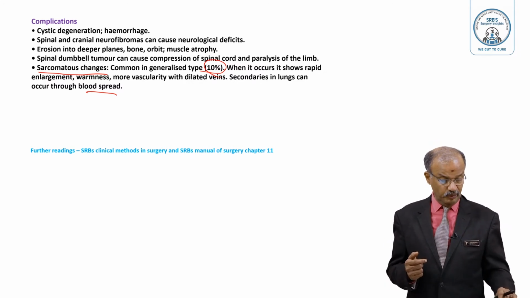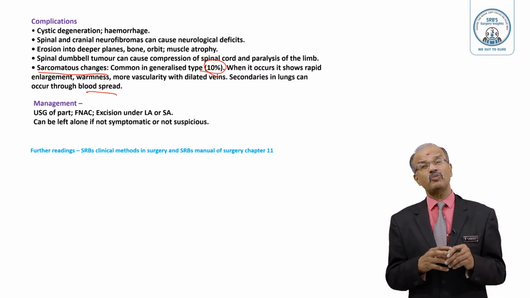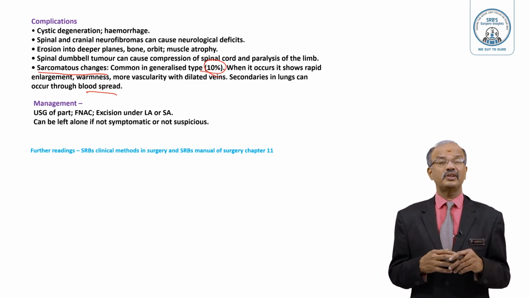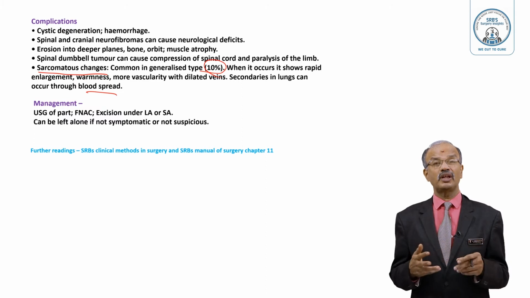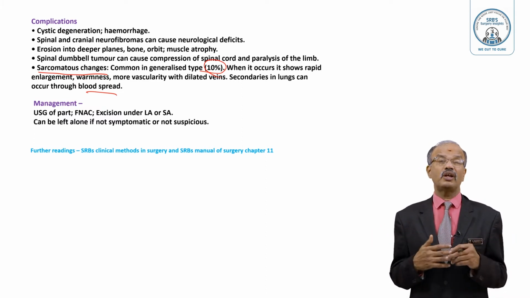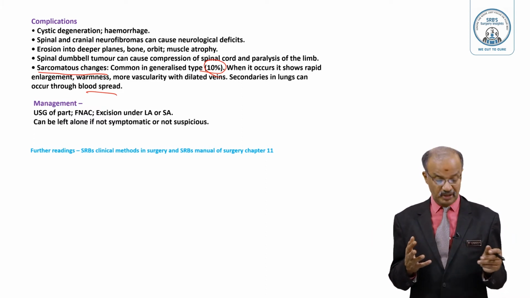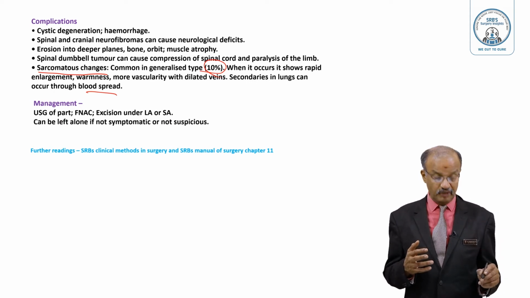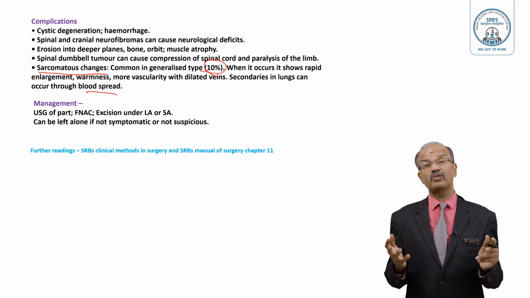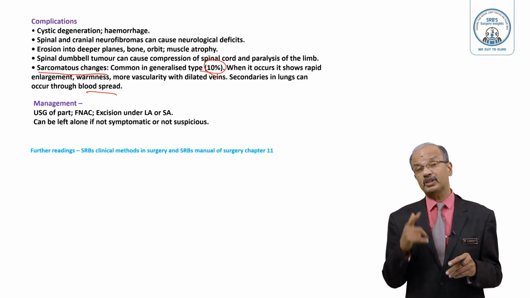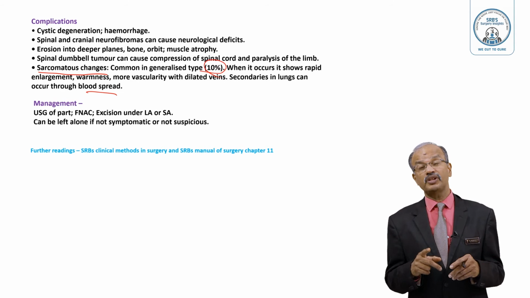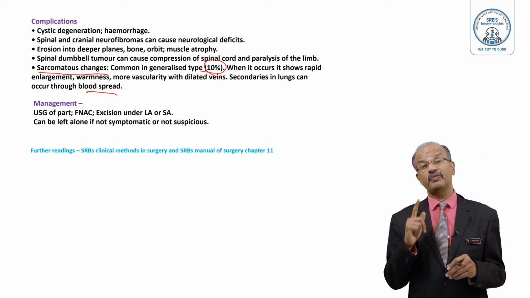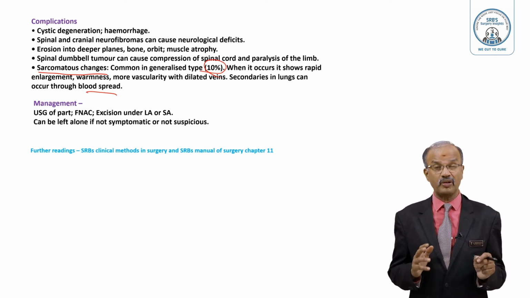Treatment: for a simple neurofibroma, whatever is causing problem, you can excise under small local anesthesia. If it is bigger, spinal anesthesia in the lower limb, or elsewhere in the back or abdomen, you can use general anesthesia. So excision is the treatment. It can be left alone if not symptomatic or not suspicious. Not suspicious of malignancy is the important point. So clinical observation, clinical monitoring of the patient is very, very crucial. If in doubt, you should excise and send it for histology. That's the point which is very important.